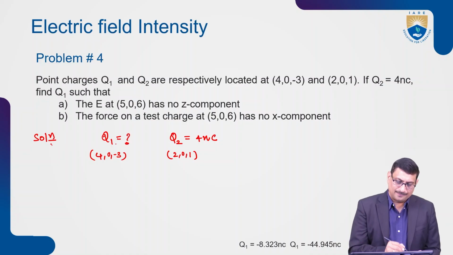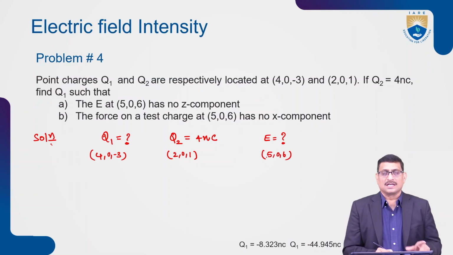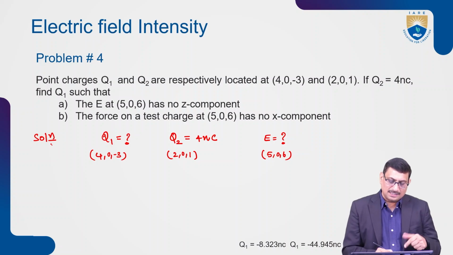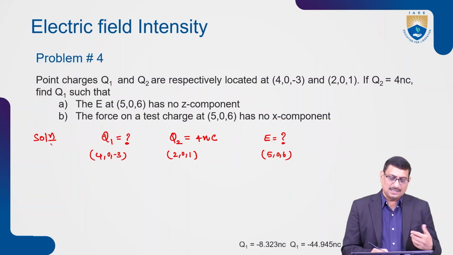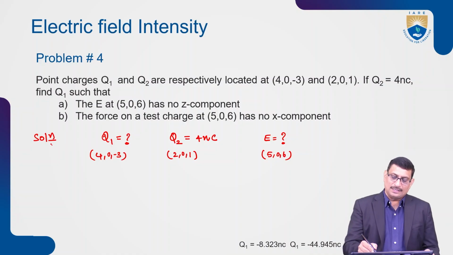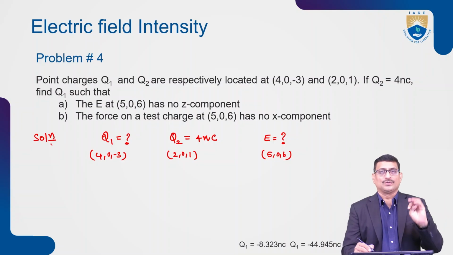Q1 is not given, and we are asked to calculate the electric field intensity at the point 5, 0, 6, where it has no Z component. The force on a test charge at 5, 0, 6, at the same point, is again the electric field intensity, which has no X component. So first we will find the electric field intensity at 5, 0, 6 due to Q1 as well as due to Q2.